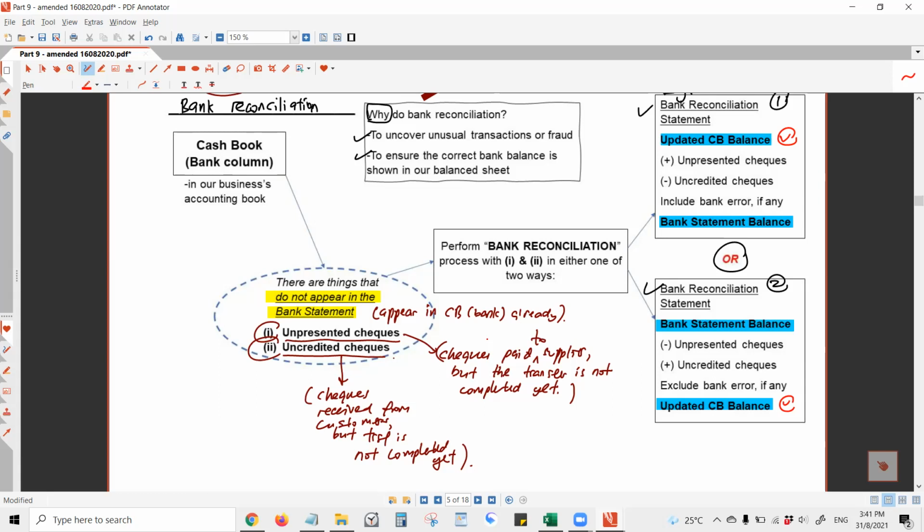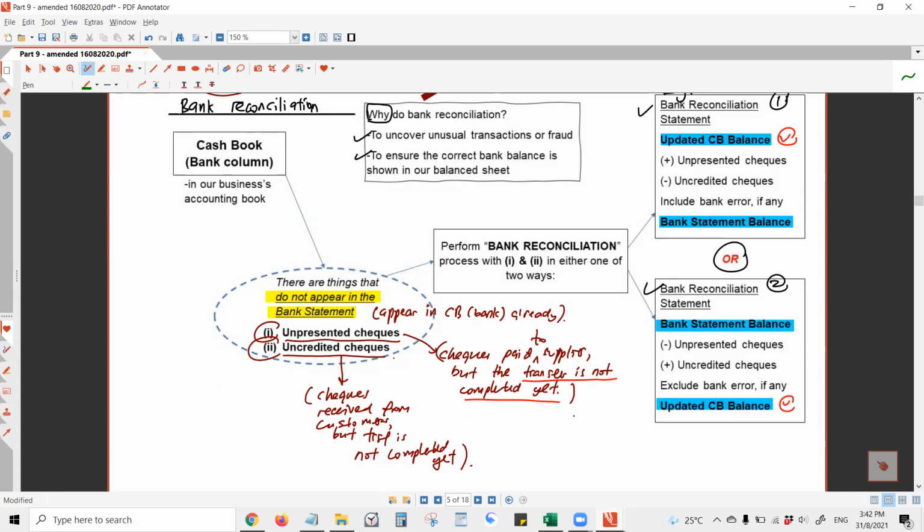So this is one of the reasons the transfer is not completed yet: the supplier probably is too busy to go to the bank to put this check into the machine. You get what I mean? Okay, so that's one reason. Another reason is you give this check to the supplier near the end of the month. Today is a good date to give an example. Today is the 31st of August.